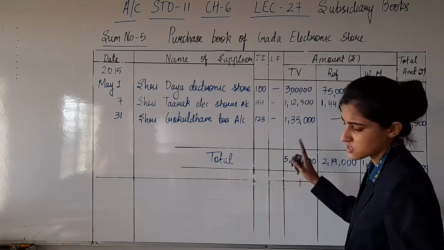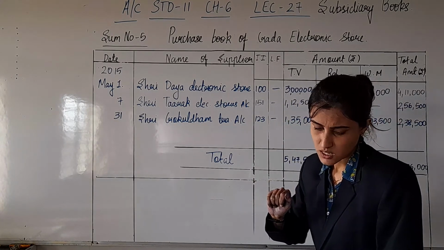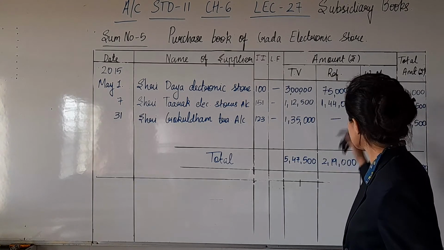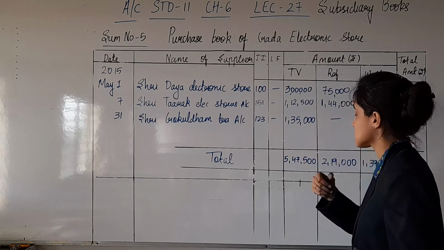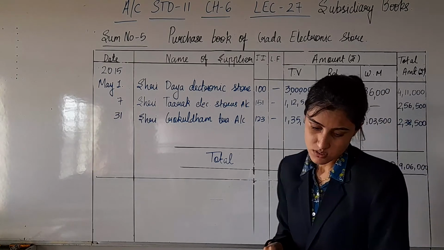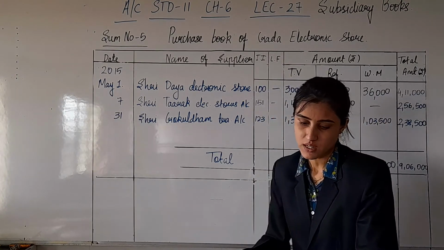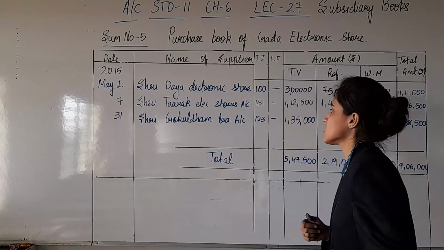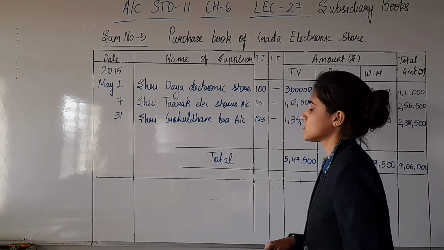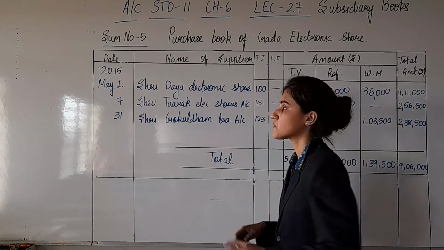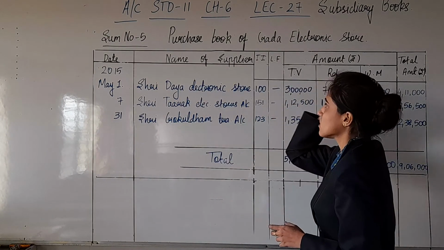Yes, 5,47,500 is correct. For fridge, where is fridge in this? Refrigerator, okay? Yeah, that's one and the same. 2,19,000, correct. Washing machine, 1,39,500, correct. Okay, the sum is completely correct. So here we finished the sum about preparation of columnar purchase book.